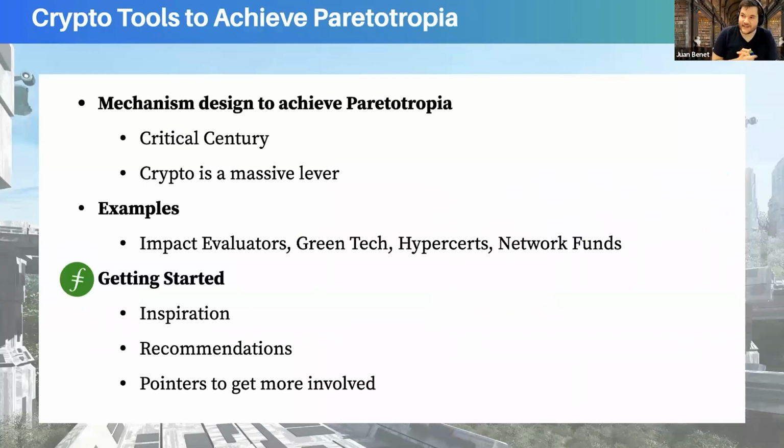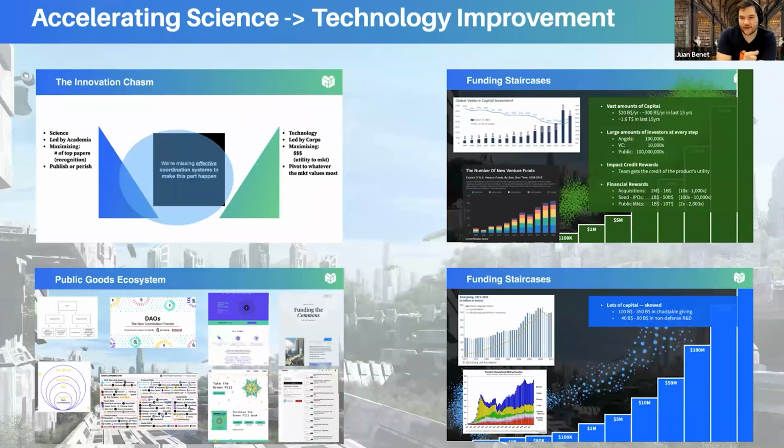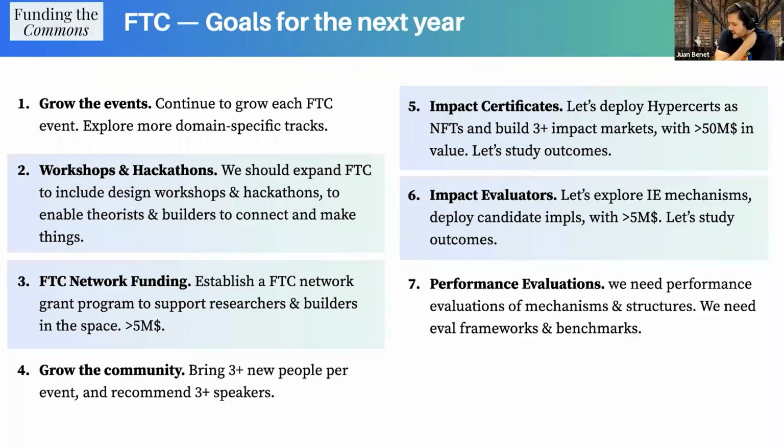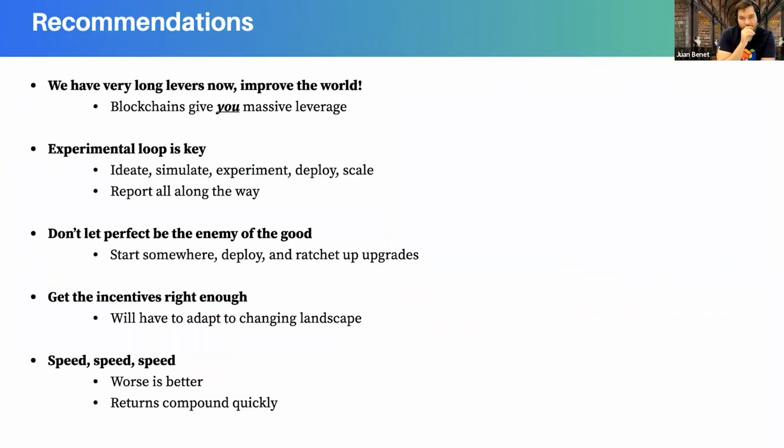Cool. So some ideas, because I'm probably out of time, just some ideas for getting started. I tend to think a lot about accelerating science and technology improvement. So I tend to think about capital allocation. A lot of this stuff can be greatly improved by crypto primitives. There's a growing movement around DeSci, where many participants are trying to figure out good mechanisms to improve how science works. A lot of us are working on better mechanisms for coordinating the funding and maintenance and governance of commons. And so there's a whole movement called Funding the Commons around this. And I'll give you some very concrete recommendations.